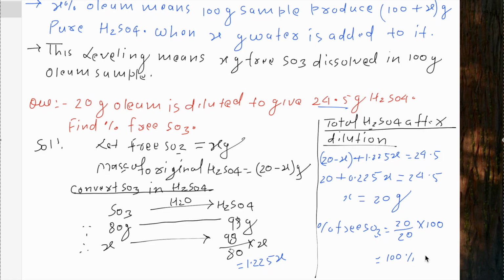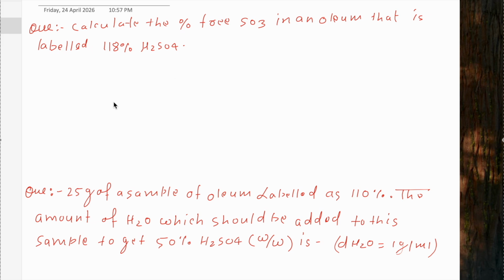So one question they can ask like this, but second question on the basis of this concept we will discuss here. Come here. First question is calculate the percentage free SO3 in an oleum that is labeled 118% H2SO4. If it is labeled like this, means what? So you know oleum is the mixture of what?